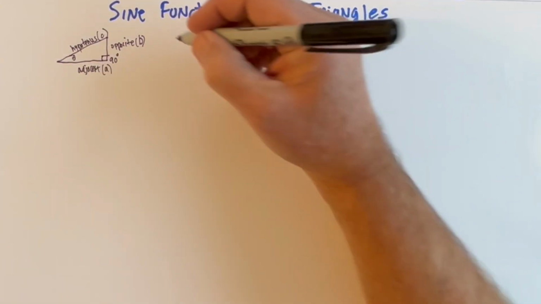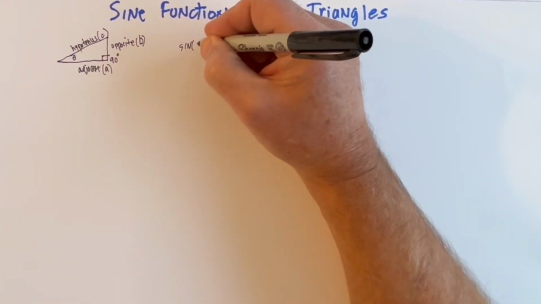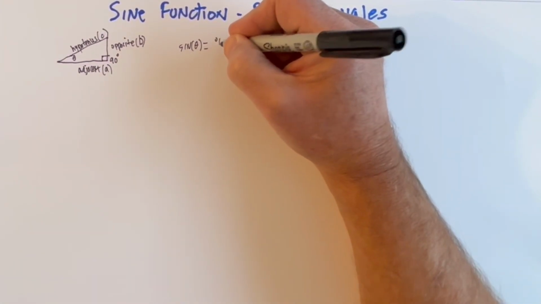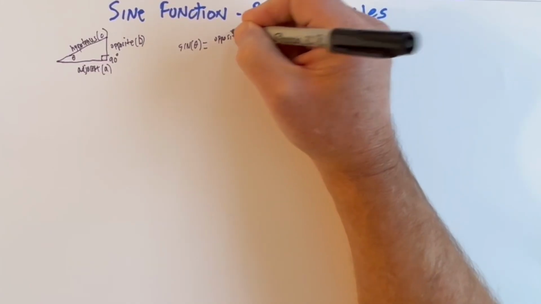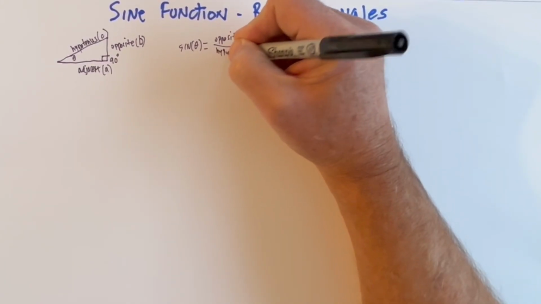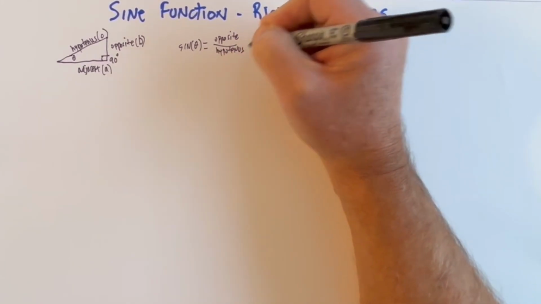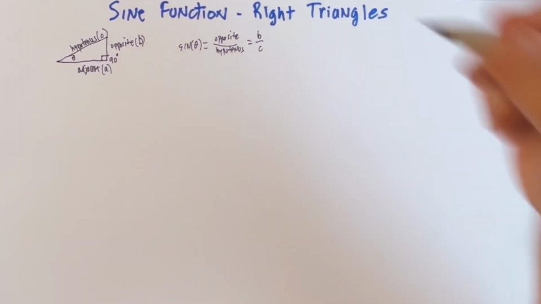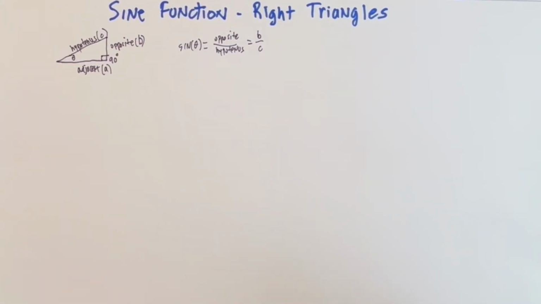Now we define the sine function. Sine of angle theta is going to be the ratio of the opposite over the hypotenuse. In the way we've written this, that's B over C. So the sine function is just a ratio.